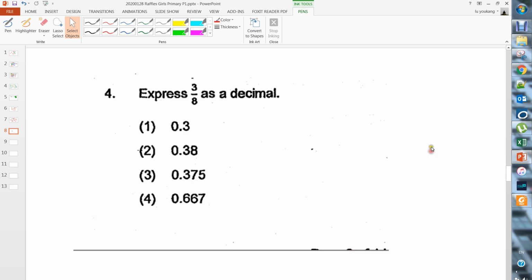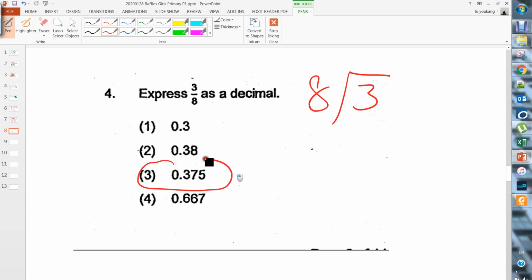Okay, very good. So how do you do this? Fraction to decimal. Very good. Which one divided by which one? 3 divided by 8. Use long division, right? Long division. Okay, so what's the answer? 0.375. Very good. So when it comes to fraction to decimal, there is no problem with you. At least I know.